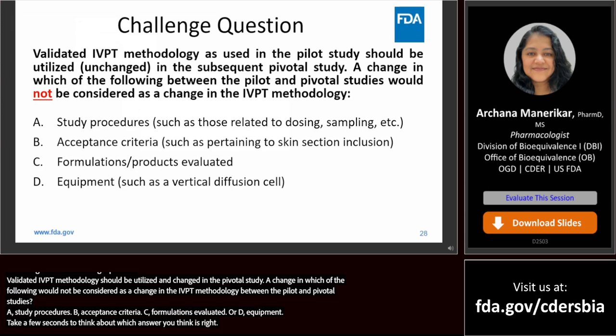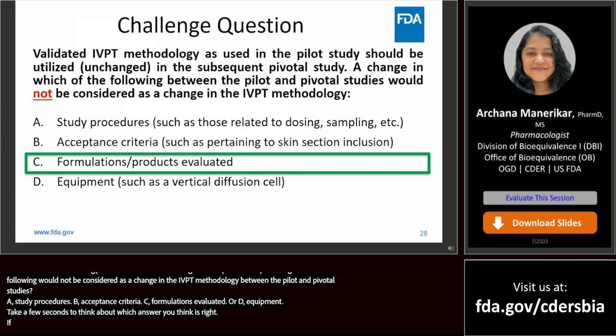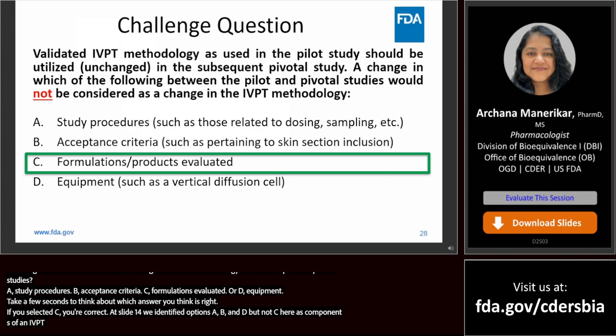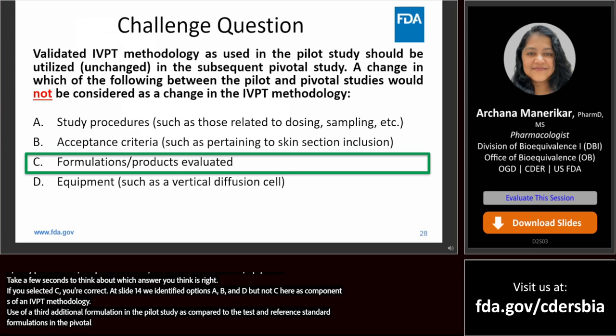If you selected option C, you are correct. At slide 14, we identified options A, B, and D, but not C here as components of an IVPT methodology. Accordingly, use of a third additional formulation in the pilot study as compared to the test and reference standard formulations in the pivotal study is not considered as a methodology change.